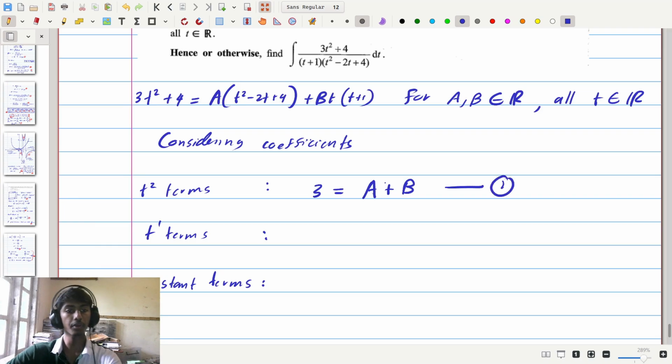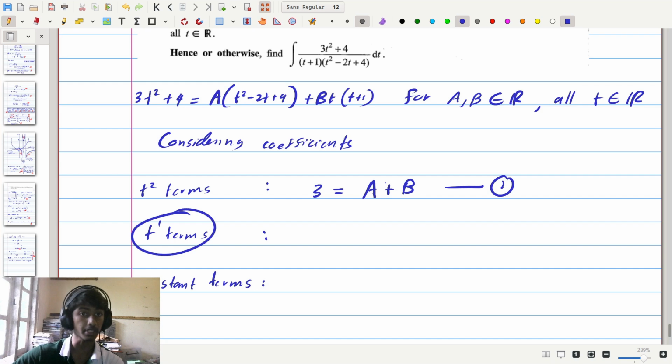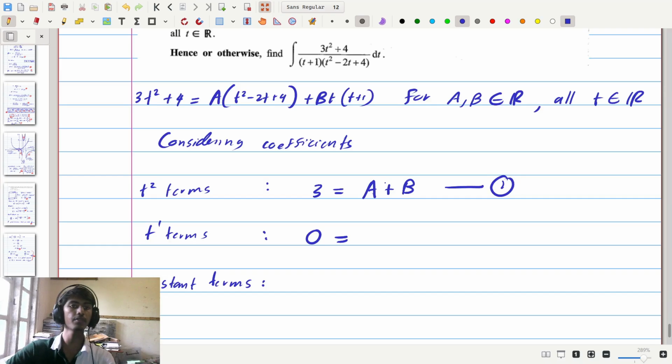Now moving on, the next thing we're going to do is compare the t to the power of 1 terms, or the t terms. Considering these on the left hand side, we have no t terms, which means we actually have plus 0t, meaning the coefficient here is 0. So on the left hand side of our equation, we're going to write 0, and then we're going to consider the right hand side. For the right hand side, we have capital A times negative 2t here, which means if you take out the t, the coefficient is negative 2 times A, or minus 2A. Now considering the next bit, we have B times (t plus 1), which is going to be B times t plus B times 1, which means the coefficient of t there is B.